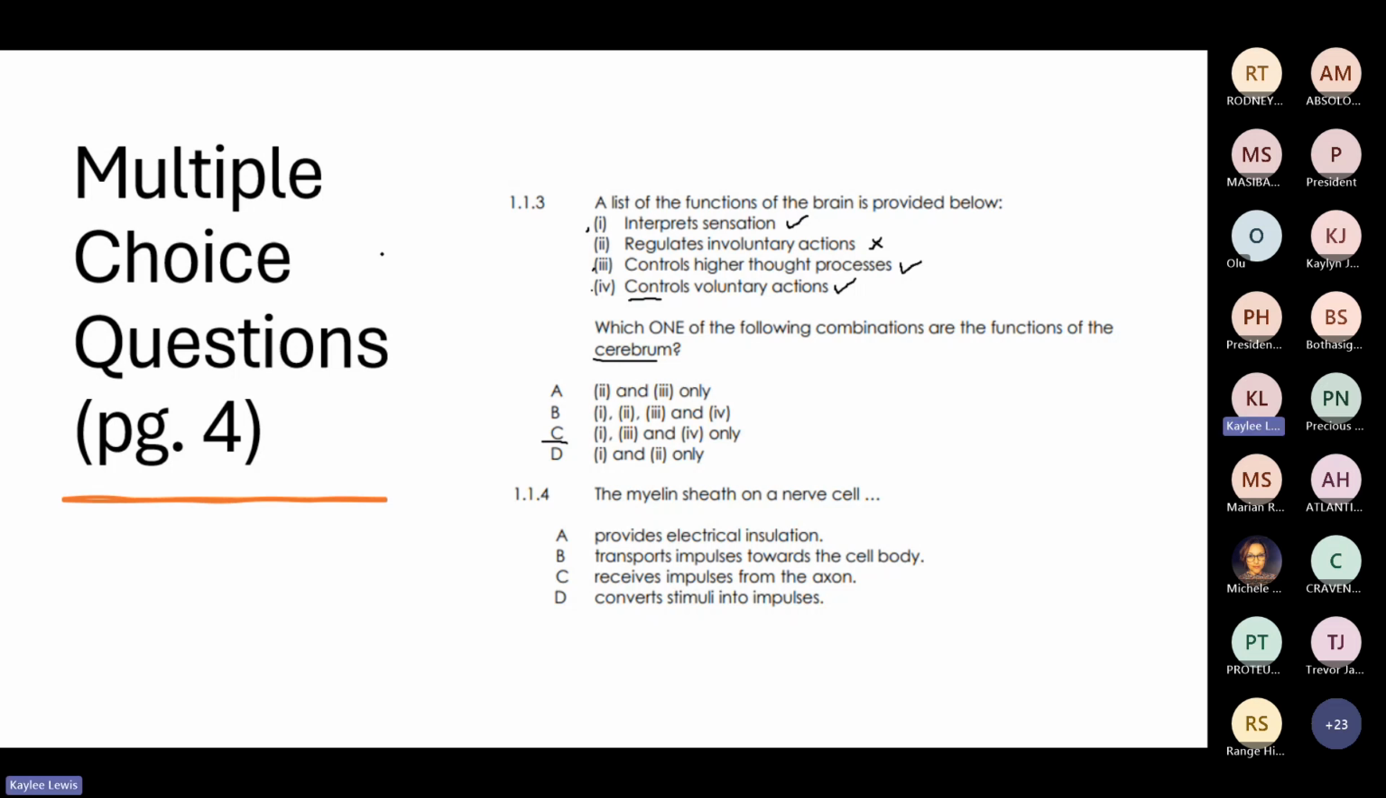Then 1.1.4, the myelin sheath on a nerve cell, and I spoke about this in the previous multiple choice questions. Does it provide electrical insulation? Yes, it does. Does it transport impulses towards the cell body? No. Does it receive impulses from the axon? No. Does it convert stimuli into impulses? No. So the myelin sheath, they want to know about that, and it provides electrical insulation. So your answer is A.